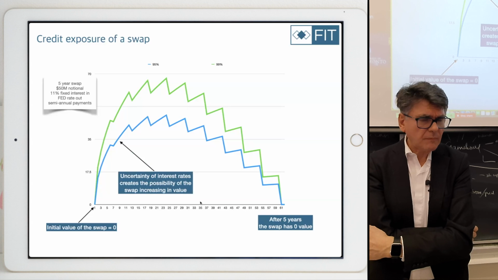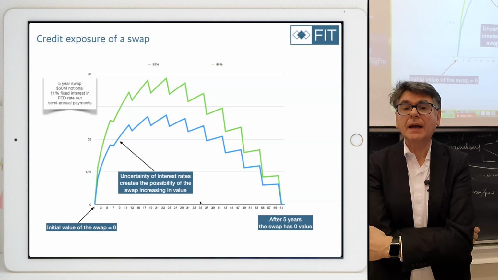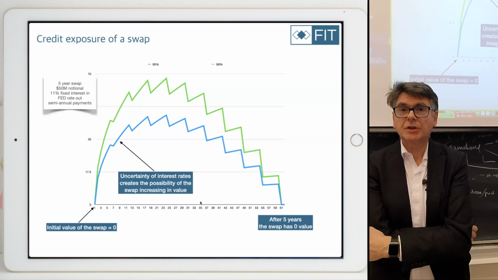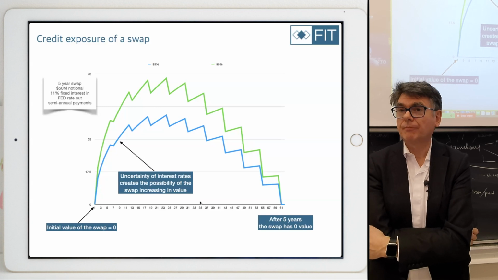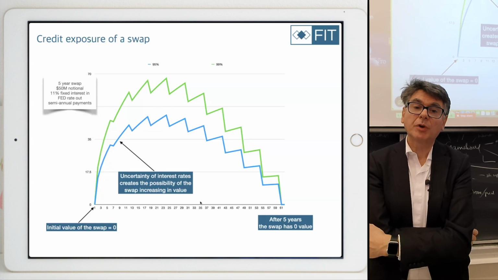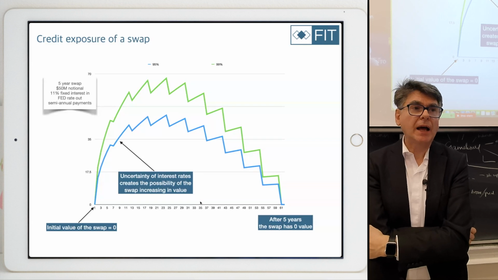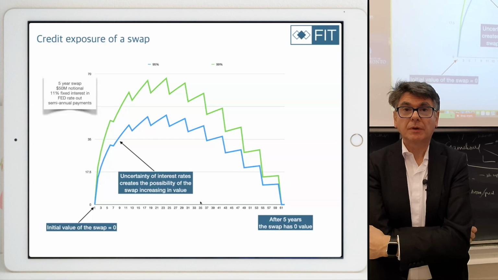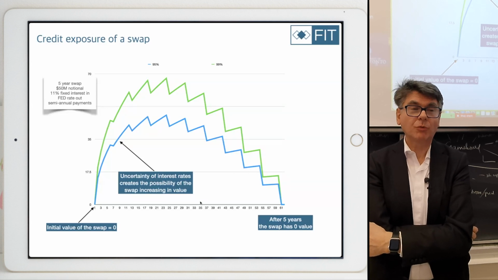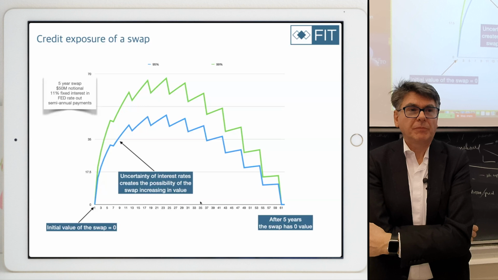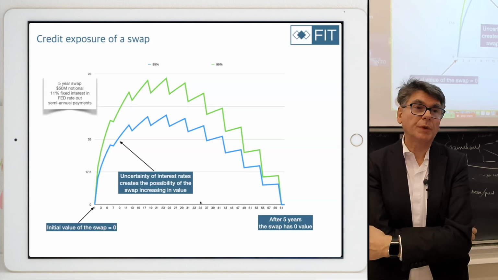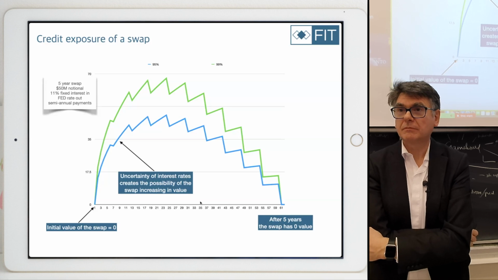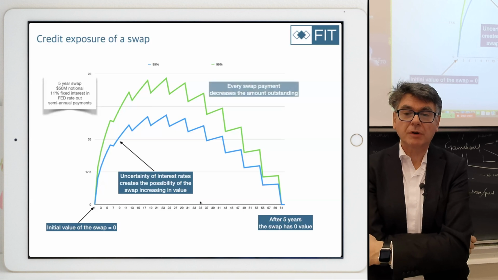Then as I have the time go by, I can see that the uncertainty of interest rates will make the value of the swap go up or go down. If I'm looking at credit risk, if I'm looking at what I can lose, I worry about what? I worry about the value of the swap going up. Remember, if the value of the swap goes down, we're happy. Because if my counterparty defaults when I owe them money, it's better than they default when they owe me money. Right? Okay, that's the asymmetric way of thinking for credit.